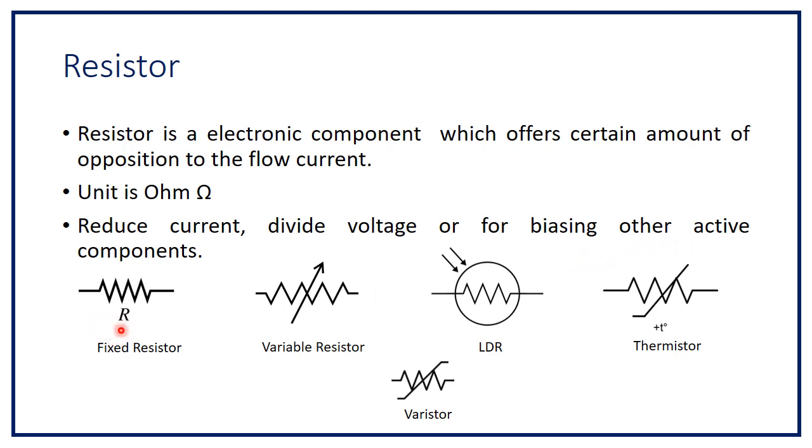This is the symbol of a fixed value resistor. This is the symbol of a variable resistor. This is the symbol of LDR, that is a light dependent resistor. So we can say the value of this resistance changes with respect to intensity of light. This is the symbol of thermistor, and the value of resistance of the thermistor changes with respect to temperature. This is the symbol of varistor, and the resistance of varistor changes with respect to voltage.